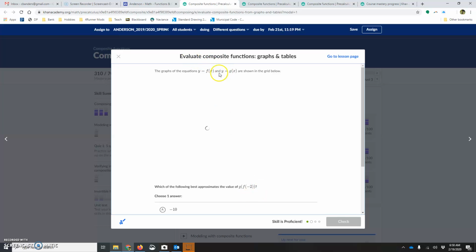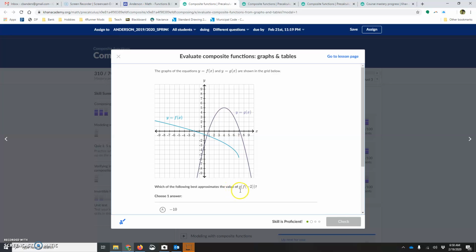Okay, so we have the two graphs up here. What really matters is which of the following is the best approximate for the value of f of -2 and then g. So we're going to go f first, -2. F is the blue one. -2 goes here. What comes out is your y value, okay? So we have a 0 as our y value. So now we're going to plug in 0 and see what comes out.